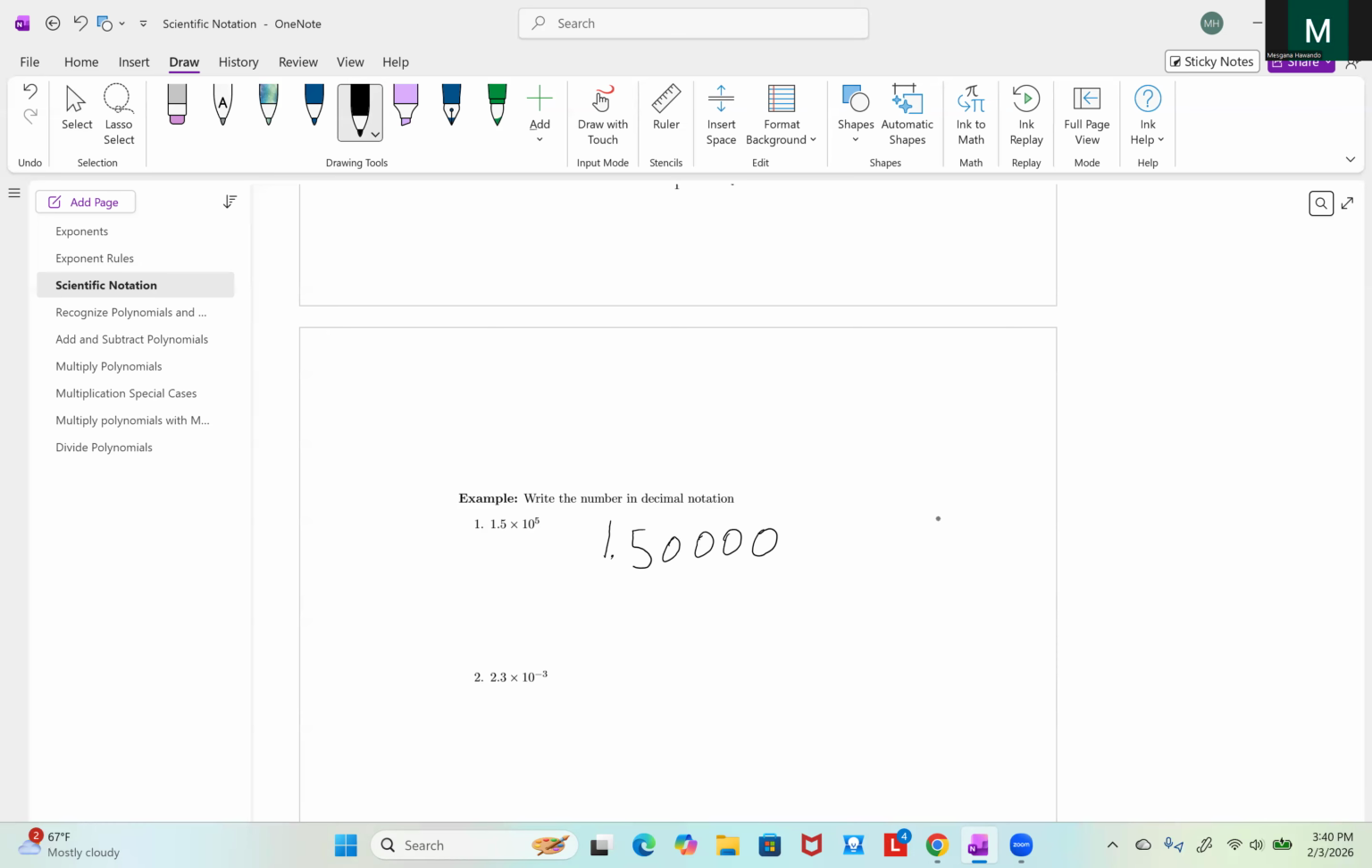The exponent tells us the number of places we need to move to the right. So we need to move the decimal 5 places. Moving it to the right 5 places, we have 1, 2, 3, 4, 5. The decimal place will be here, and we added 4 zeros. Writing this scientific notation as a decimal notation, we have 150,000. So this is the answer.